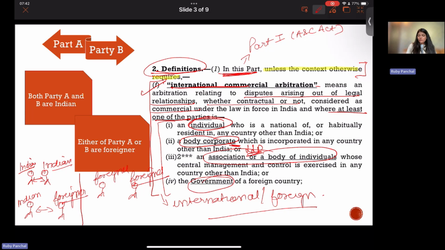Here, guys, you should take note of the TDM Infrastructure case.